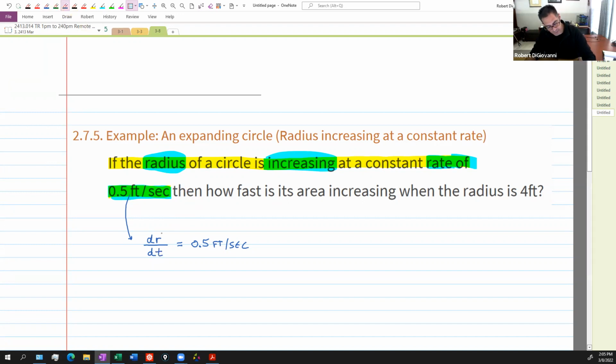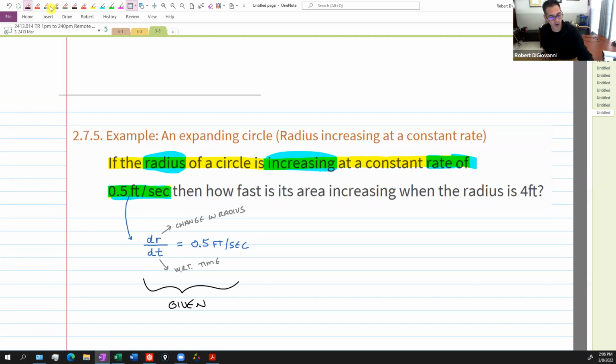So they are giving us the change in the radius with respect to time, right? The change in r with respect to t. Do you see why we just did problems with d-something dt, dy/dt, dx/dt? It's because in this word problem, they're telling us the rate at which the radius is changing with respect to time. This information is given to us.